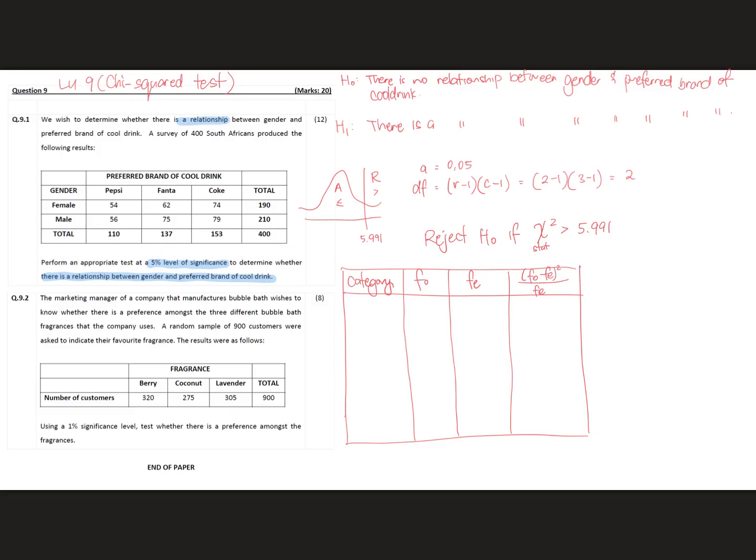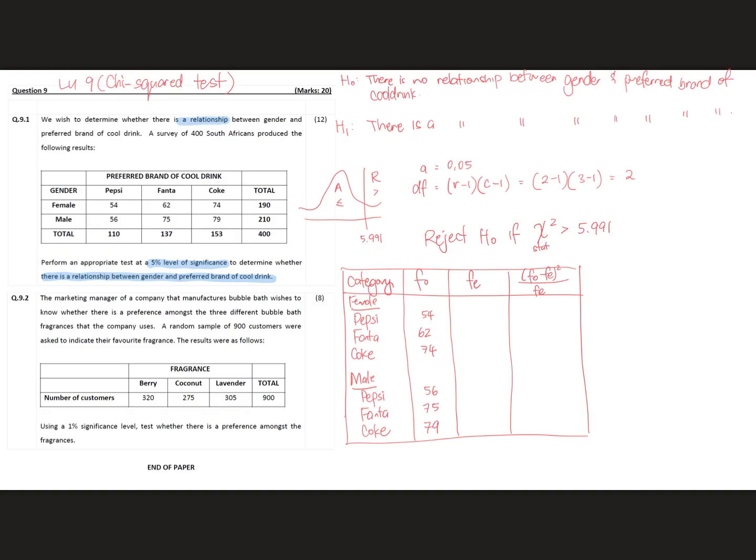So here you're starting with female. And under females, you have Pepsi, which is 54. Then you have Fanta, which is 62. And you have Coke, which is 74. Then you have the males. You're done with the females, so you'll go again across. Pepsi is 56. Fanta, 75. And Coke, 79. All right, so we're done with the FO values.